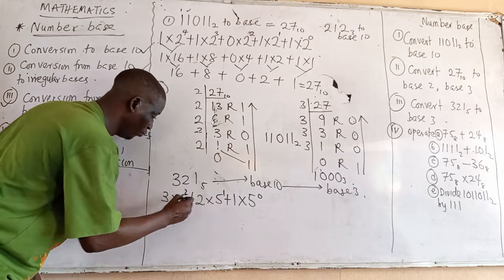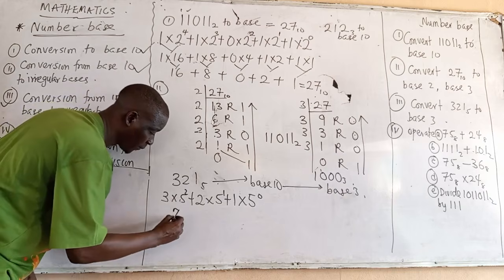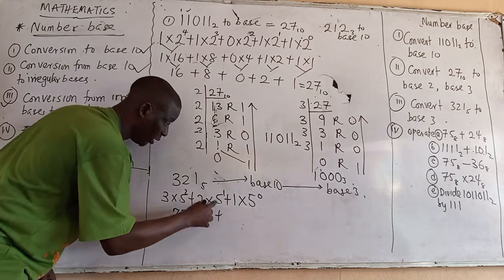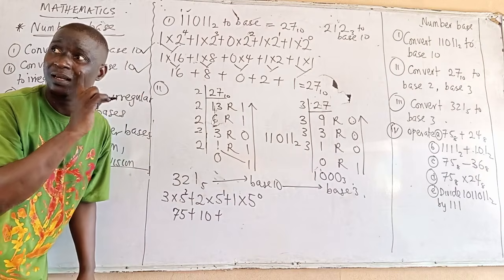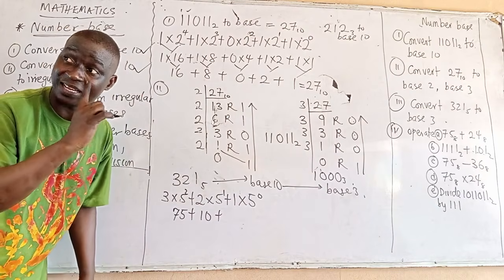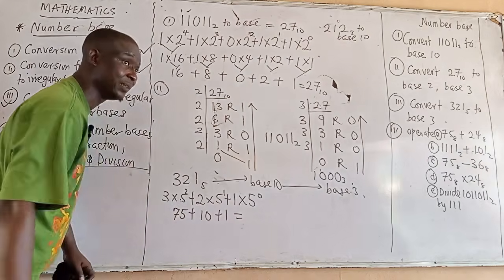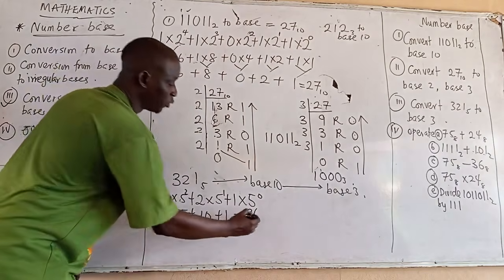So 5 squared is 25, times 3 is 75. 2 times 5 is 10. 5 raised to 1 is 5. Anything raised to 0, what did I tell you? 1. 1 times 1 is 1. 75 plus 10 plus 1 is 86. So we have converted to base 10.